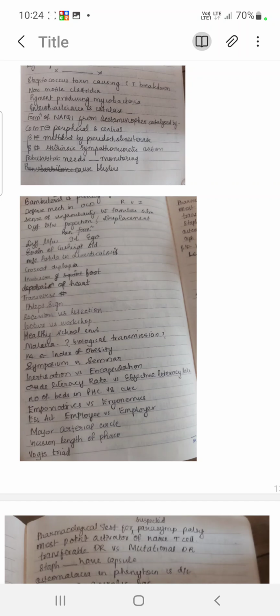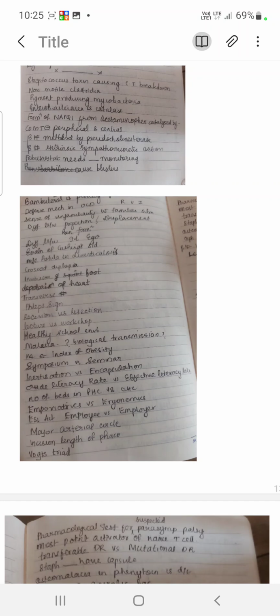Recession and resection. Resection means you are removing, you are shortening the length so that it gets strengthened, whereas recession means it is weakening. So weakening you will do in the antagonist muscle. Okay. Lecture versus workshop. So lecture means it is actually one way, so that is didactic communication. Whereas a workshop means you are speaking together, so it is a Socratic communication.